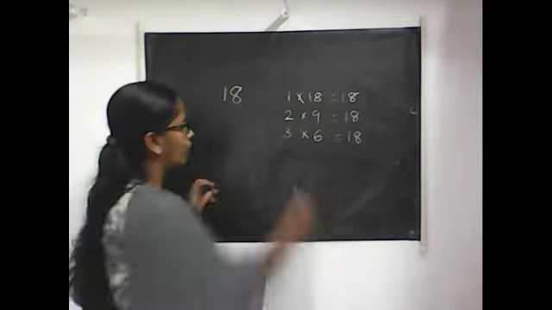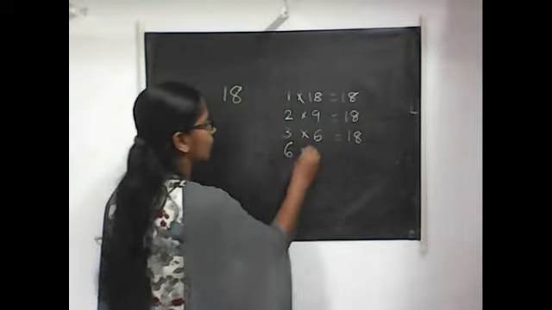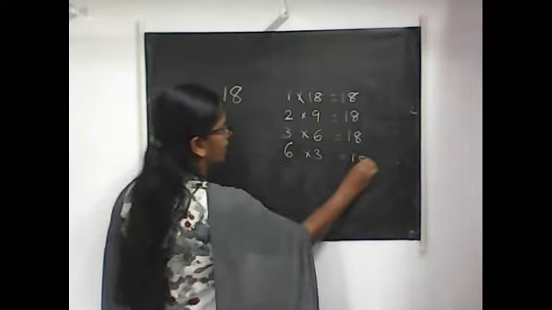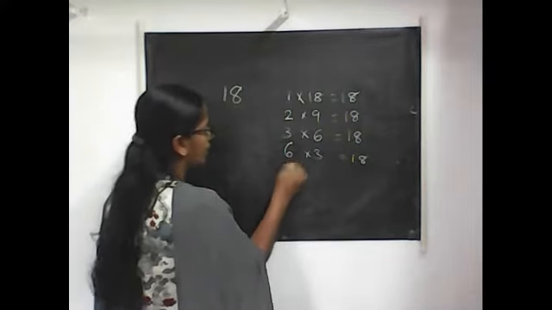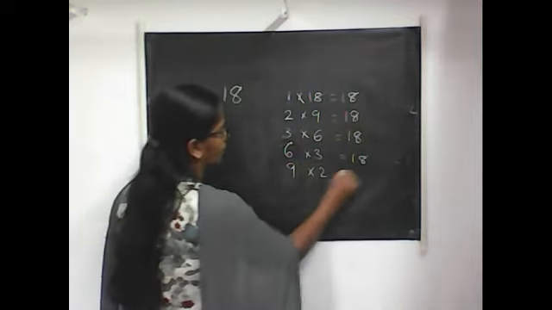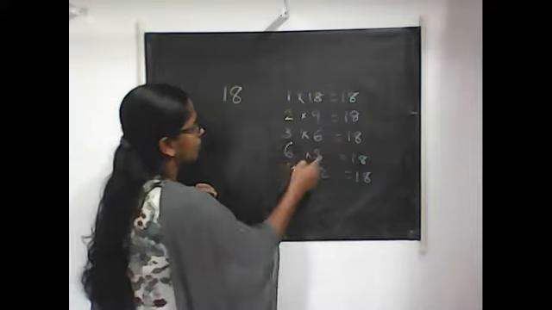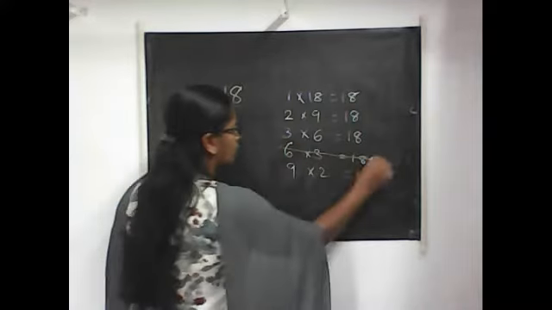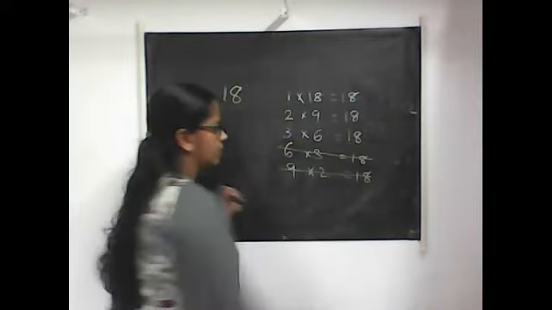So far, I already told you 4 is not possible. 5 is not possible. 6 into 3 is again 18. Then 7, no 18. 8 is not there. 9 into 2 is 18. Then you check it. 6 into 3 and 3 into 6 are the same, so no need of this one. Then 2 into 9 and 9 into 2 are the same, so no need of writing this.